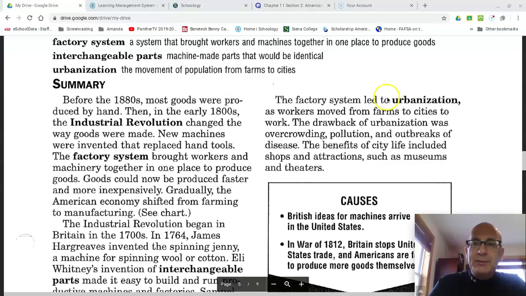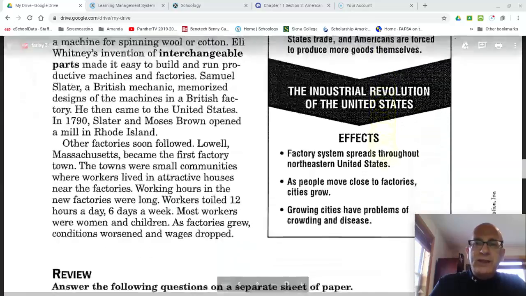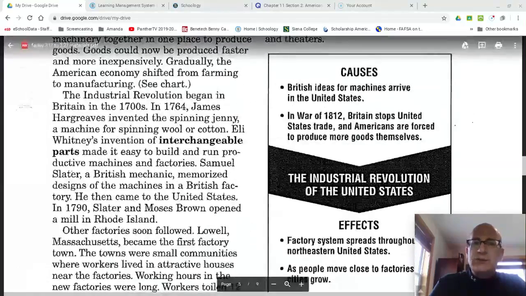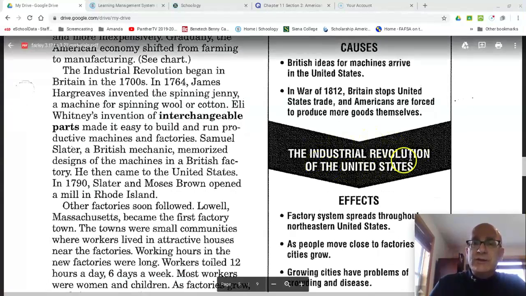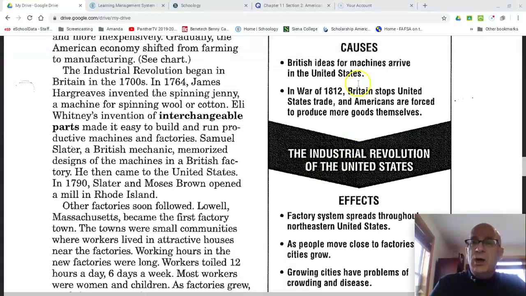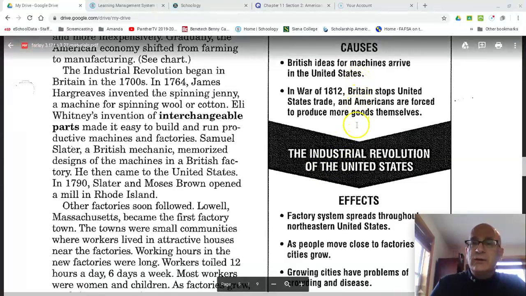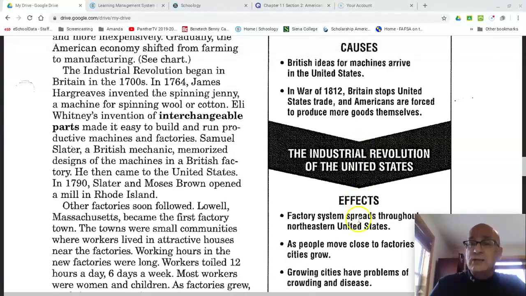Okay, so to wrap this up, we'll look at the chart here on the causes and the effects of the Industrial Revolution. You'll notice in the middle of the chart, you've got the title of the chart, and above you've got the causes, the things that caused the Industrial Revolution, and below you're going to have the effects of the revolution.